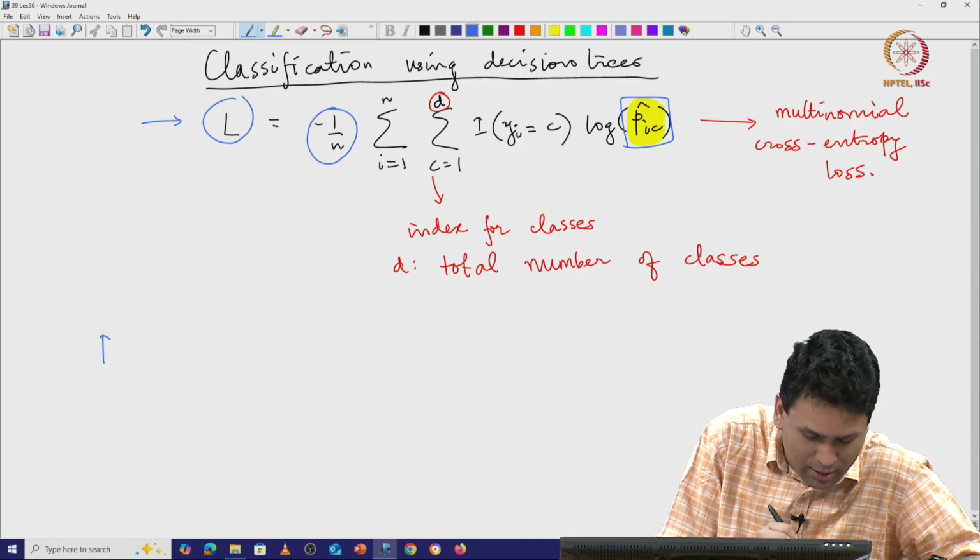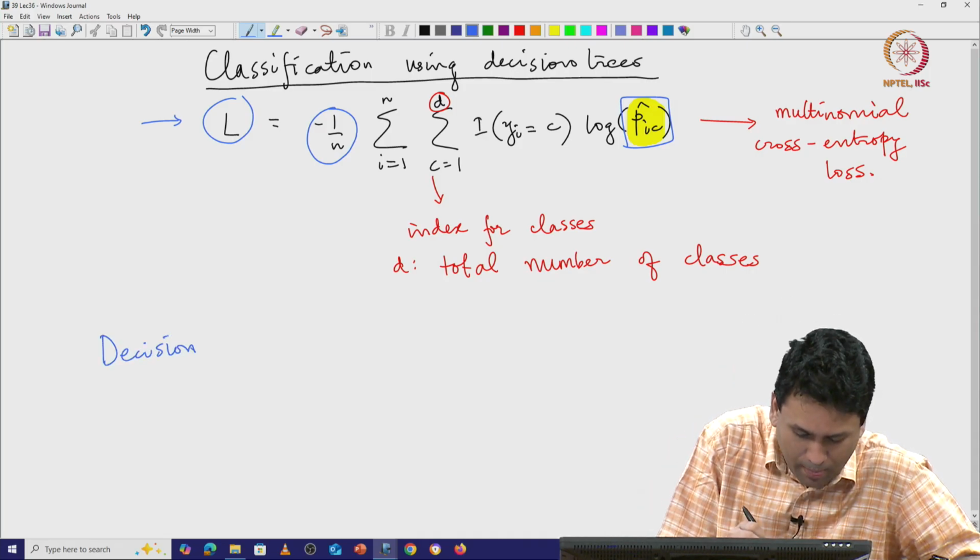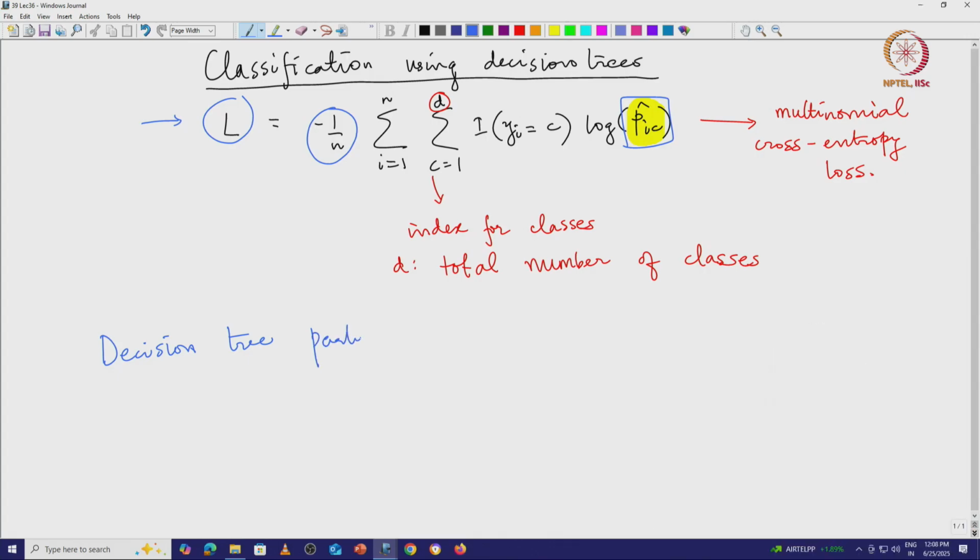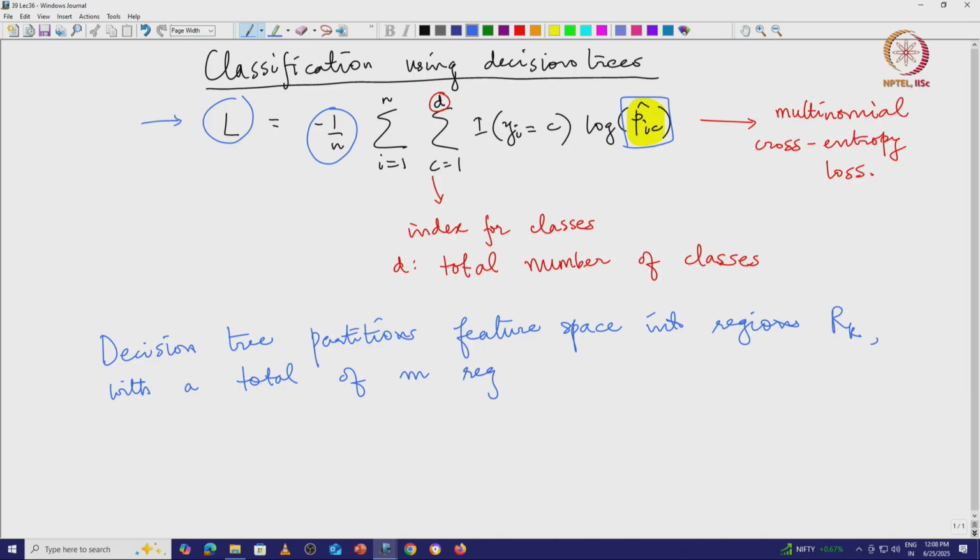So if you remember, a decision tree partitions the feature space into regions R_k, and we usually assume a total of M regions, and the regions can alternatively be called M terminal nodes or decision nodes.